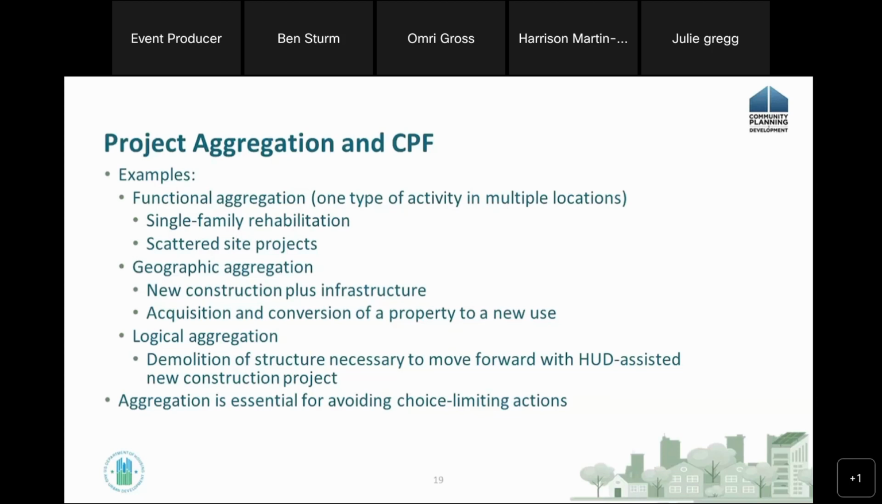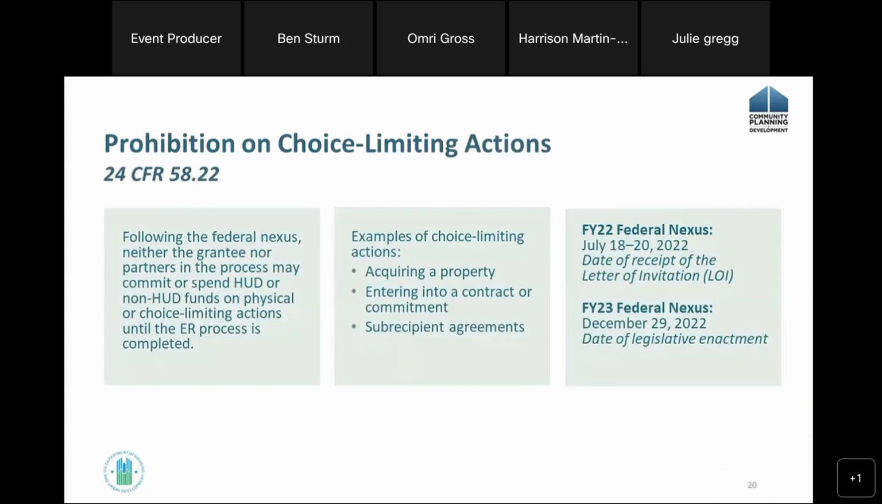Next slide, please. So what are choice limiting actions? Now, the second webinar in this series will go into much more detail on the prohibition on choice limiting actions and the federal nexus, but we wanted to touch on it very quickly here as well for frame of reference. The prohibition on choice limiting actions at 24 CFR 58.22 states that following the federal nexus, neither the grantee nor partners in the process may commit or spend HUD or non-HUD funds on physical or choice limiting actions until the environmental review process is completed.